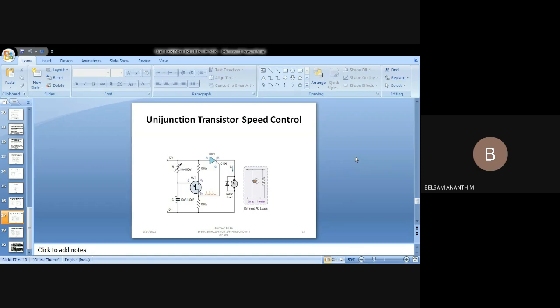Thereby we can adjust the speed control of the particular device, and we can achieve the required output. For a motor I can attain the speed. For a heater I can get the amount of heating which is required. For a lamp I can increase the brightness and the dimness.